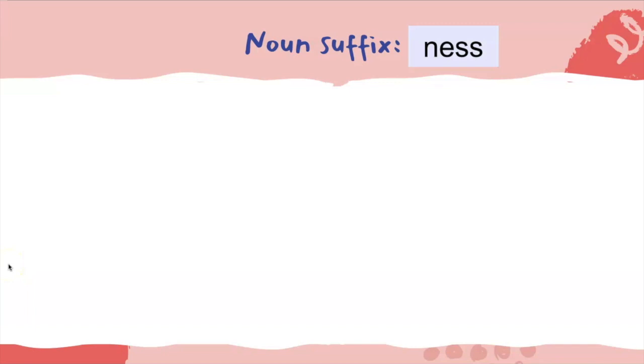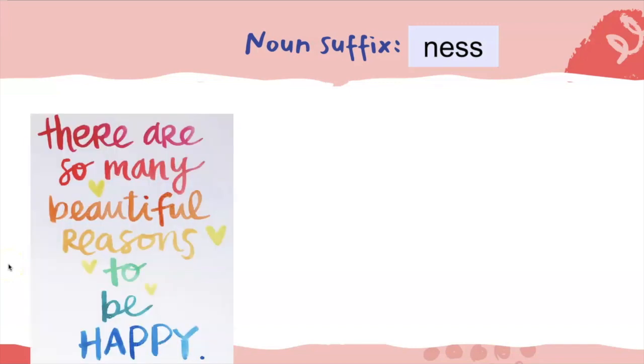Let's look at more examples. There are so many beautiful reasons to be happy. Happy here is an adjective to describe a feeling. So it is like there are so many beautiful reasons to make you feel happy. Let's look at another quote. Today I will share with you quite a lot of quotes because I like reading quotes.